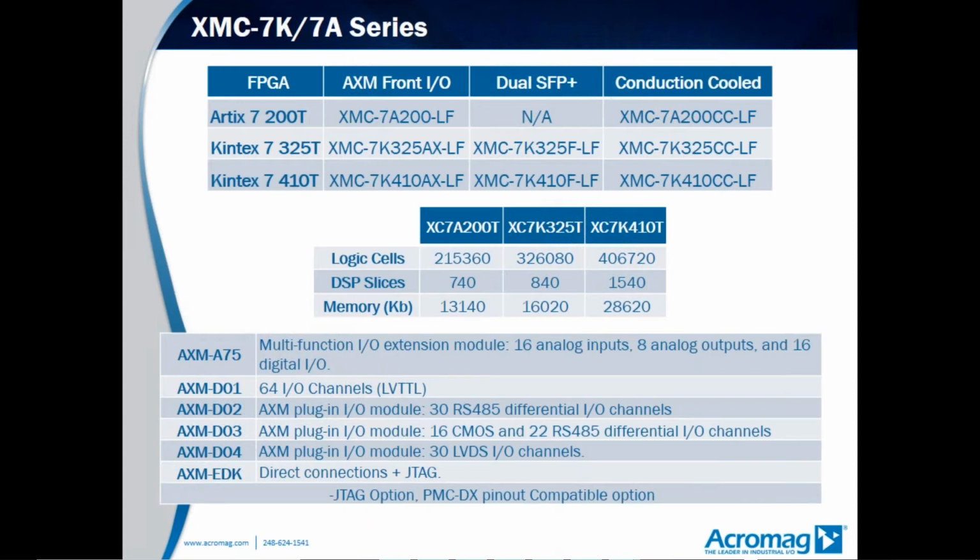The AXM modules on the bottom table, what this is, it's a pluggable I/O module that allows you to use our base FPGA board. It could be a 7A, a 7K, a Spartan 6, a Virtex 4, Virtex 5 FPGA card, and you plug these AXM modules into the front I/O, and it allows you to provide low voltage TTL, serial or a combination CMOS and serial or low voltage differential signaling. And we also have a couple of variants that provide for analog inputs and analog outputs. And then our AXM-EDK is an EDK that's primarily used for debugging and development, and it includes a JTAG port on it.